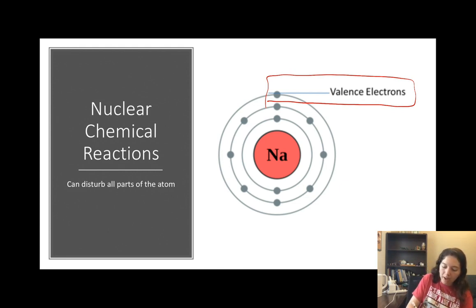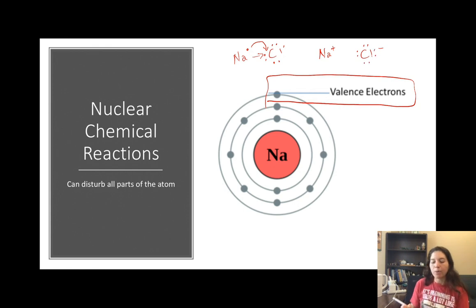So if you have, say, Na, and it combines chemically with Cl, these things stick together. One of the valence electrons from sodium moves to chlorine, because chlorine has 7, to create Na+, which is missing a valence electron, and Cl-. Now it has 8 electrons. If you'll notice here, what moved was a valence electron.